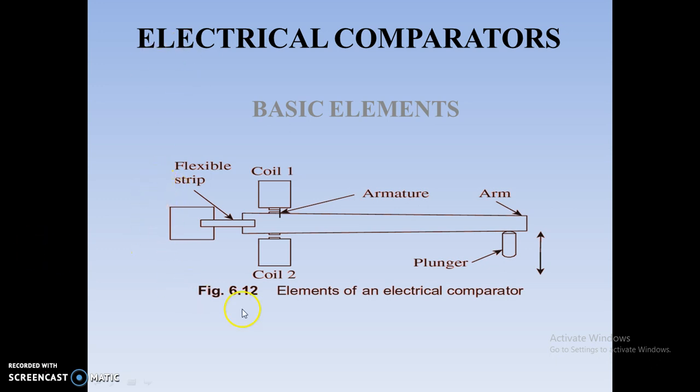So in this diagram, we see an electrical comparator and its elements. What are the elements? There are two coils, coil 1 and coil 2. There is a plunger, there is an arm, there is an armature, and there is a flexible strip. These are the basic components.